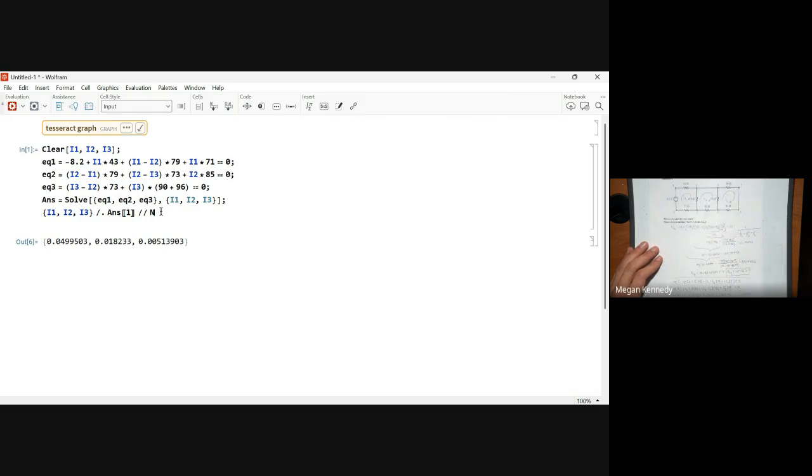So the final step is we need to find the current from node 5 to 4. That's this current right here. So I4 is just equal to I2 minus I3. It ends up being 18.23 milliamps minus 5.4 milliamps. And that gives us 13.09 milliamps.